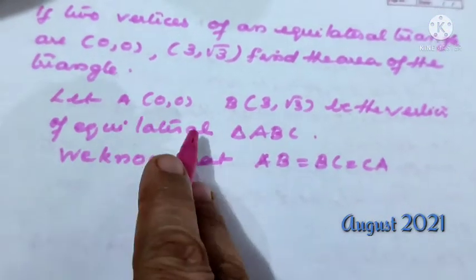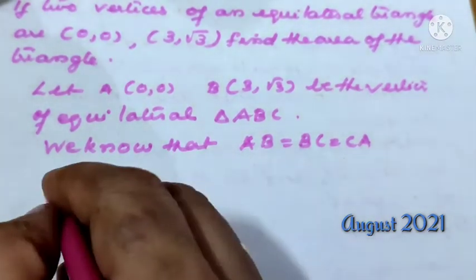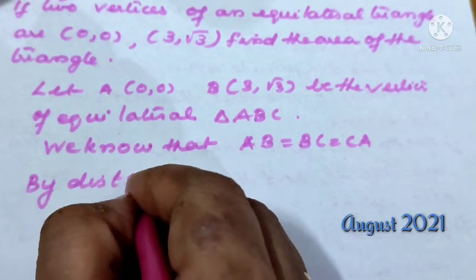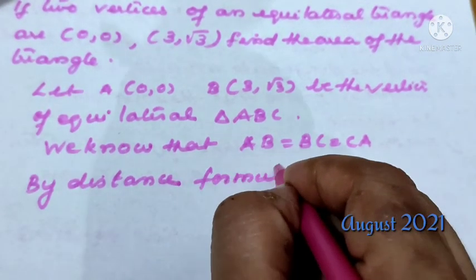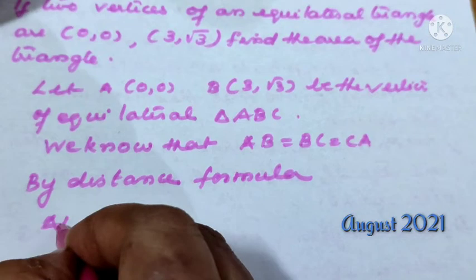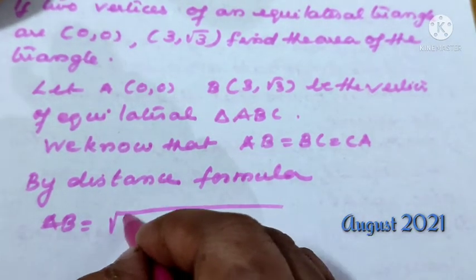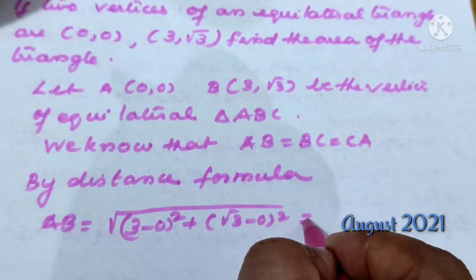So what is the distance between A and B? That is the same as B and C, and C and A. So by the distance formula, what can we write for AB? AB equal to root of (3 minus 0) whole square plus (root 3 minus 0) whole square.